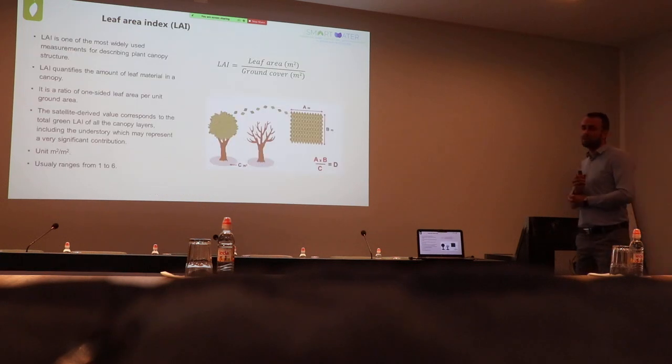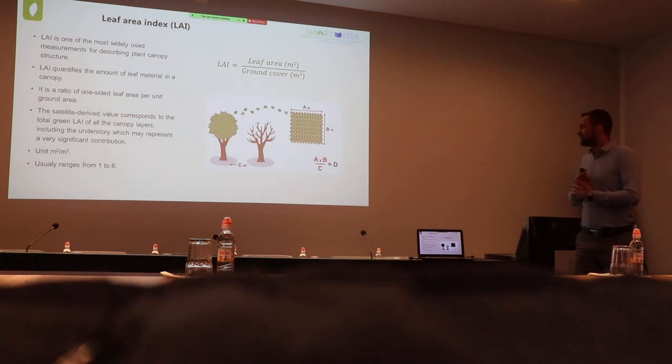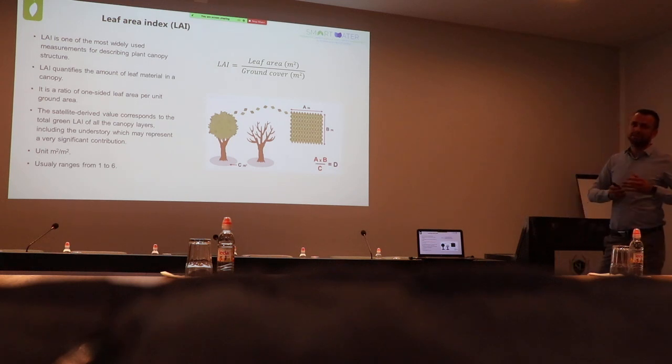The third index that we calculated was the leaf area index. LAI is one of the most widely used measurements for describing plant canopy structure. It's a ratio of one-sided leaf area per unit of ground area, as you can see in the picture on the slide. The unit is square meter per square meter, and it usually ranges from 1 to 6. You can also see the equation for how to calculate this index.